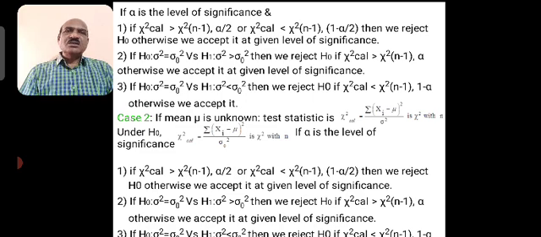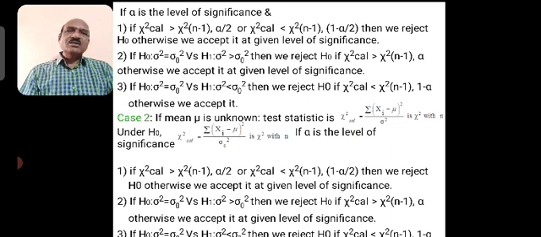If H naught says that sigma square equals sigma naught square versus H1 says that sigma square is greater than sigma naught square, so it is a one-tail test, then we use the rule: if the calculated value is greater than chi-square n minus 1 alpha, because the full region is taken to the right-hand side, then we reject the null hypothesis, otherwise we accept.